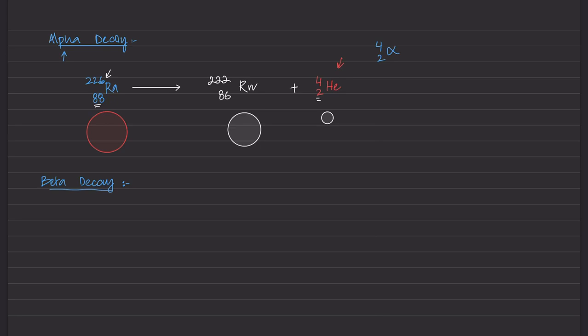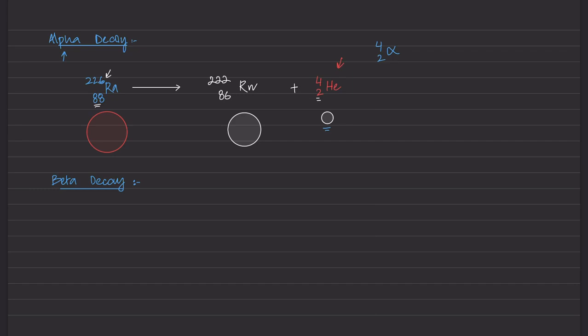Okay, we have beta decay. In beta decay, once again, the process is very similar. It's only the size of the particle, the nature of it, that is going to change. In this case, we have one high-speed electron which leaves the system.